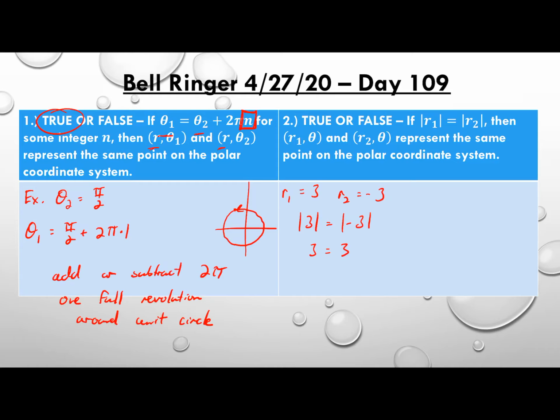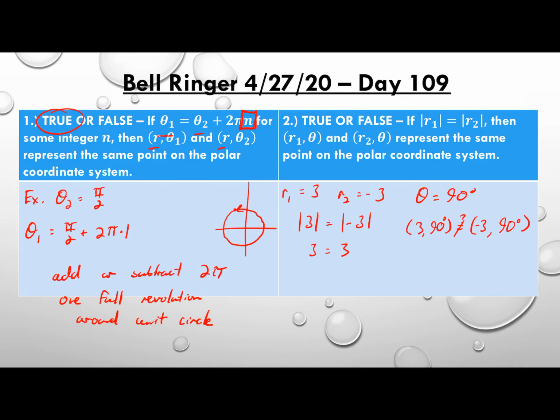Let's make our angle for this problem easier. Let's make it 90 degrees. Well, let's see. Is 3 comma 90 degrees the same thing as negative 3 comma 90 degrees? Well, I hope you believe it's false, because it is false. These would not be equal to each other.